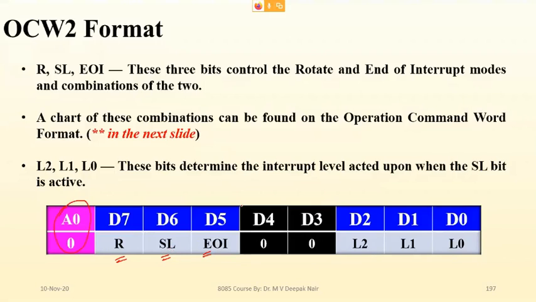Now how to identify OCW2? In OCW2, D4 and D3 will always be 0. Okay, this is important. Then D2, D1, D0 will be used to identify the level of the interrupt. We will come to that in the next slide itself. So this is the structure of OCW2. Remember, D4 and D3 will always be 0 in OCW2.